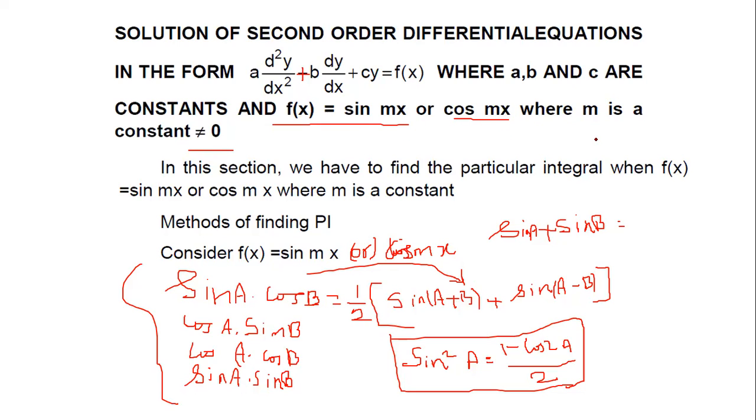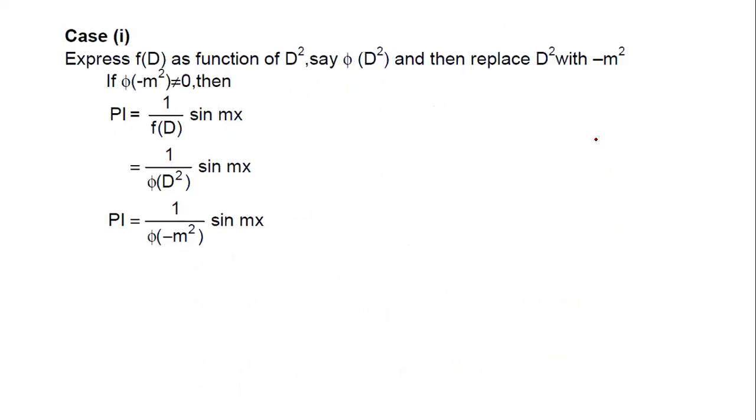So how to find that? What is the procedure to find the particular integral? In case, express f of D as a function of D square. We know already that it is a second order equation. For a second order equation, you have to express it in terms of D square only. So it is phi of D square format. Always, if D is there in the denominator, you make it D square.